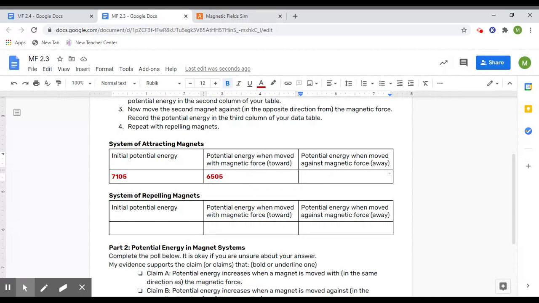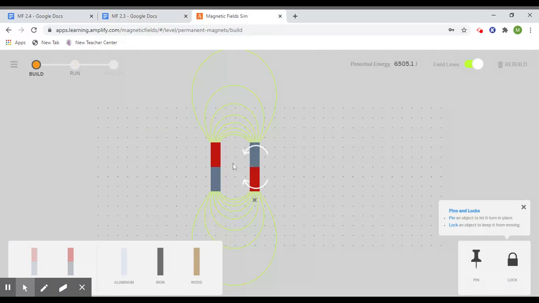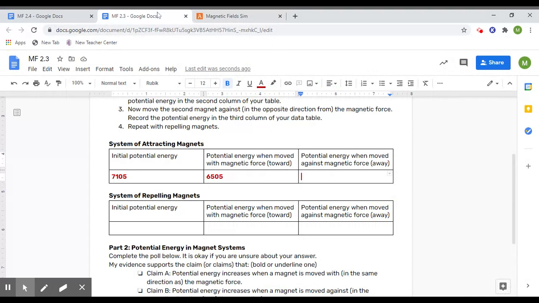And now I want to move my magnets against the magnetic force or away. So here, to go against it, since it's pulling together, I'm going to pull it farther away from each other. Should be lined up. Okay, so then I get my potential energy up here, 7,156. Okay, and looking at this, I can see that for my initial potential energy for my magnets were first placed, when I moved them closer together or towards their magnetic force, I got a lower potential energy. And when I moved them away from their magnetic force, I got a higher, slightly higher, energy output.